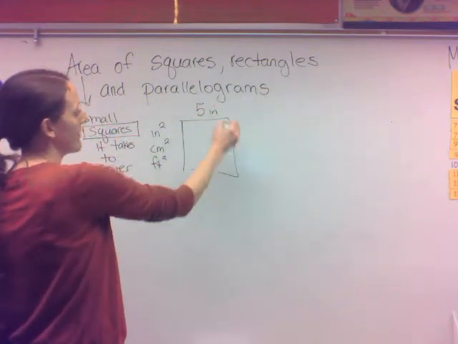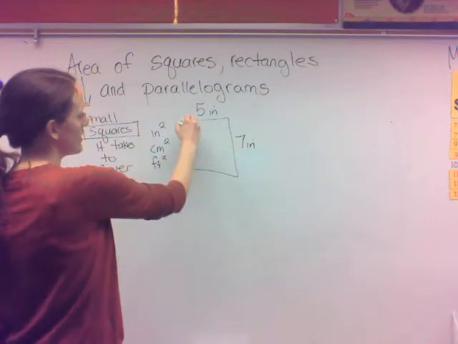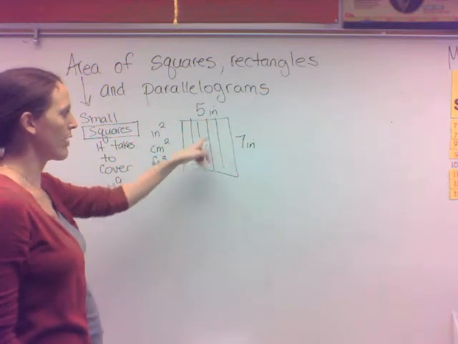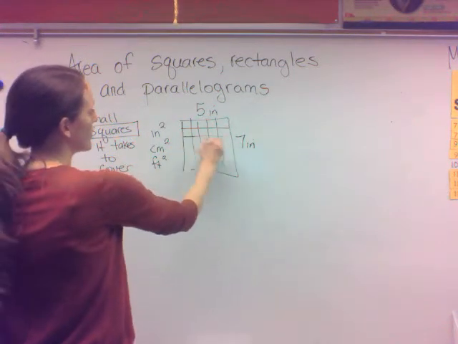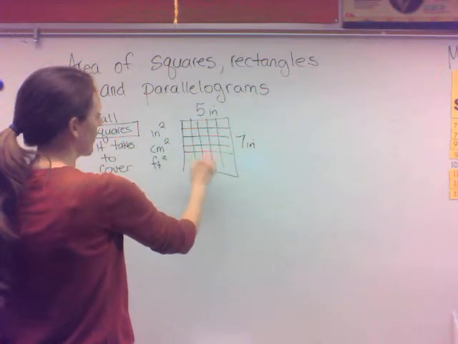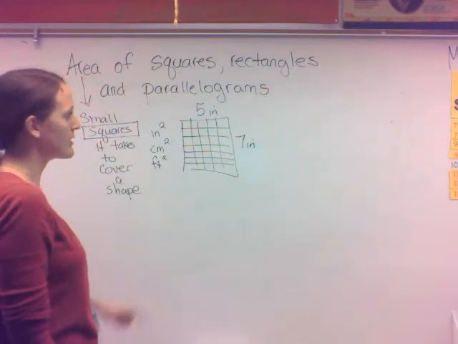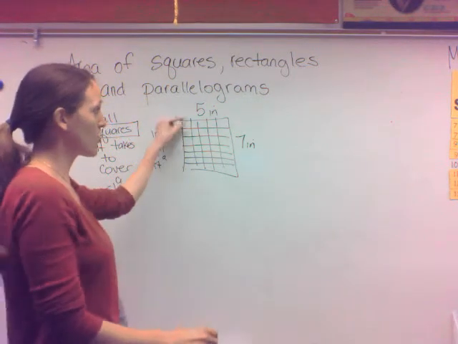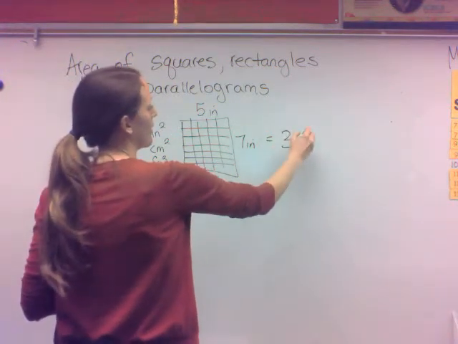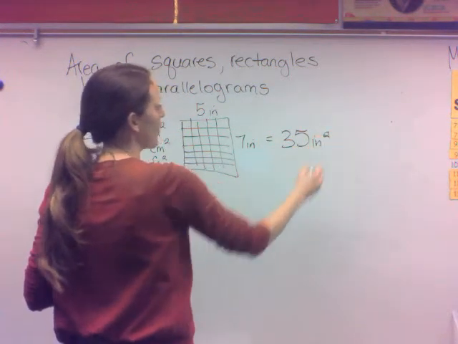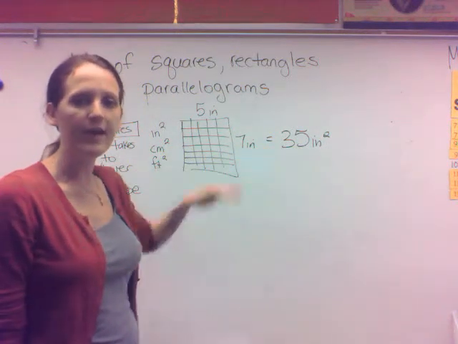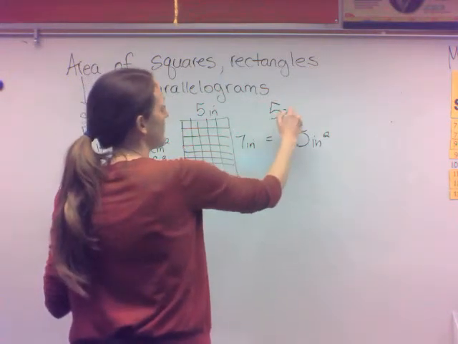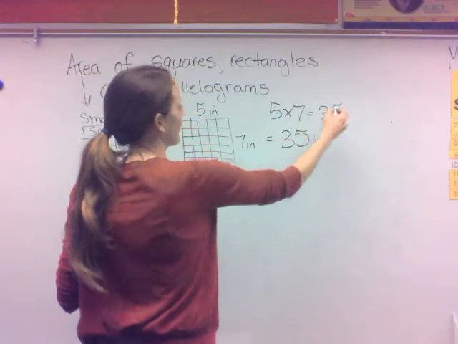So if you're told this is 5 inches and this is 7 inches, we can show 5 inches going down, 1, 2, 3, 4, 5, and then we can show 7 inches going across. Then if I were to take the time to count every single one of these little square inches, I would find that gives me a total of 35 inches squared. What do you notice about that 35 with our 5 and our 7? That's right. 5 times 7 does in fact give me 35.